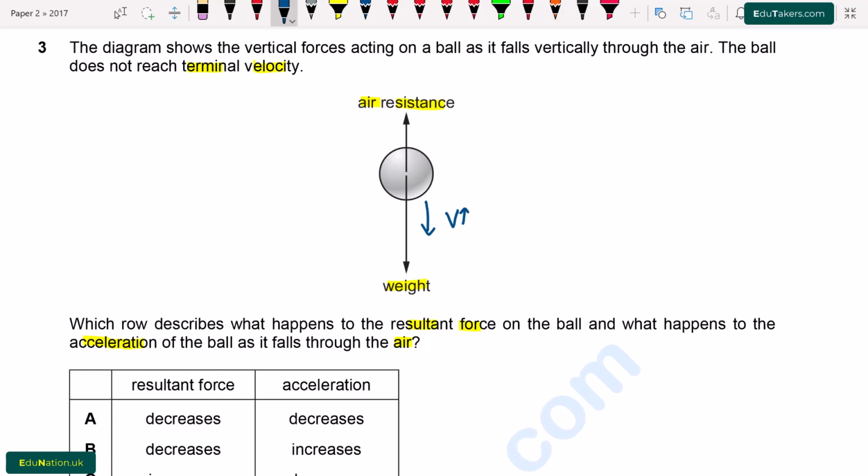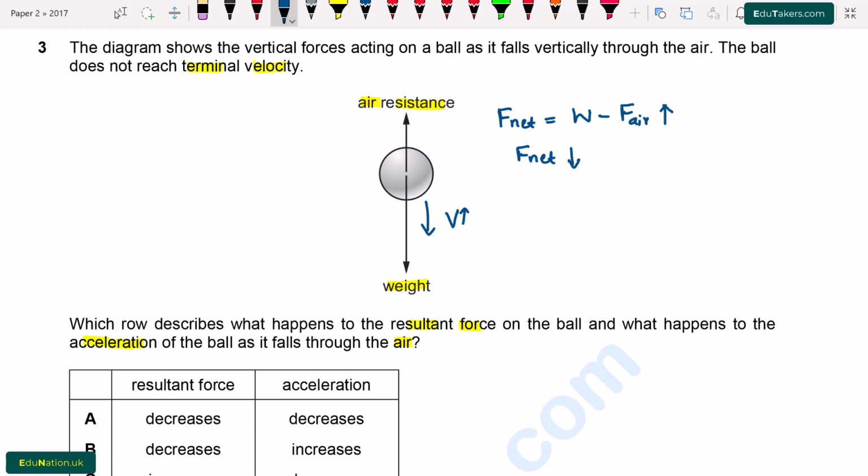With the increase in speed, there is a force acting in the upward direction, which is air resistance. With the increase in speed, air resistance also increases. So the net force will be weight minus the force due to air resistance. As the air resistance force increases, the net force should decrease.